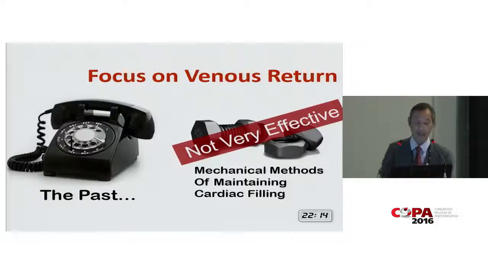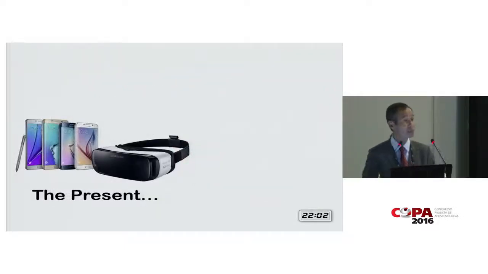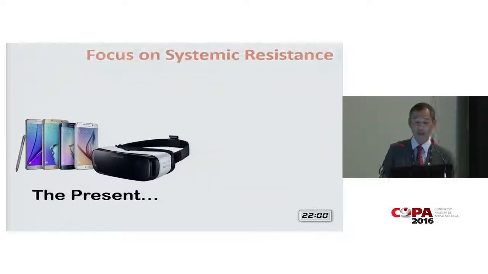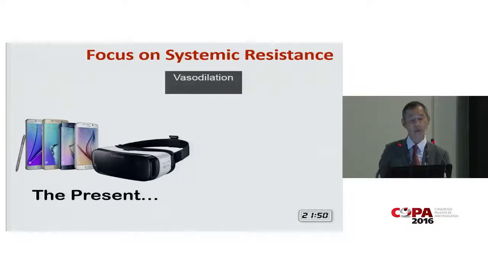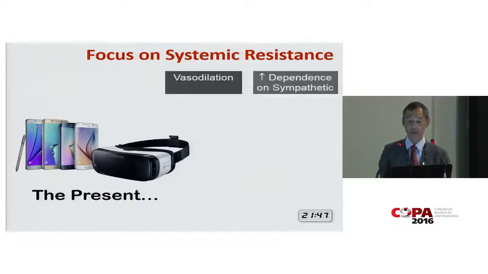So we know that in the past there was a focus on venous return, which led to the use of mechanical methods and IV fluids, but as I've mentioned, these are now thought to be not very effective. In our current way of thinking, there has been more of a change towards a focus on the systemic vascular resistance changes. It is now appreciated that the same vasodilation occurs, but this interacts with an increased dependence on sympathetic tone which occurs in pregnant patients.